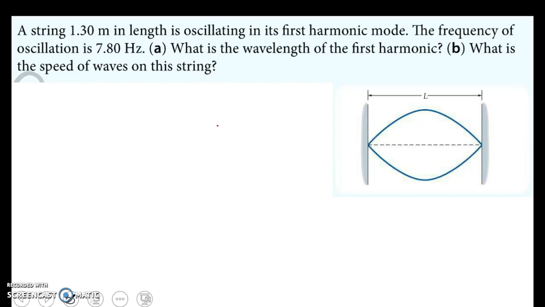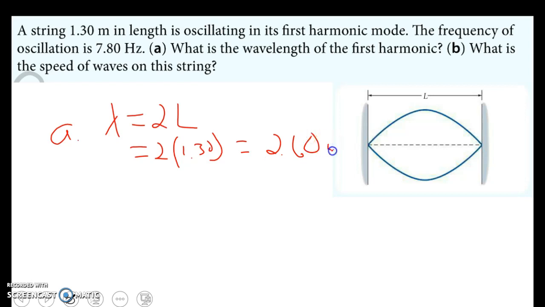So here we go. We've got a string that is 1.3 meters in length. It's oscillating in the first harmonic. The frequency of oscillation is 7.8 hertz. What is the wavelength of the first harmonic? So A, the wavelength of the first harmonic, and B, what is the speed of waves on this string? So the wavelength of the first harmonic, we said, is 2L. So we just take 2 times 1.3, and that is 2.60 meters. So the wavelength is 2.60 meters.